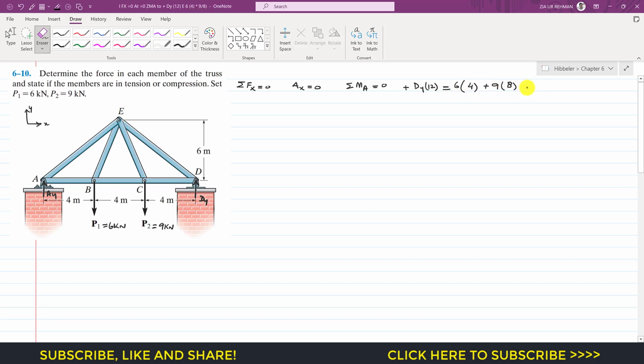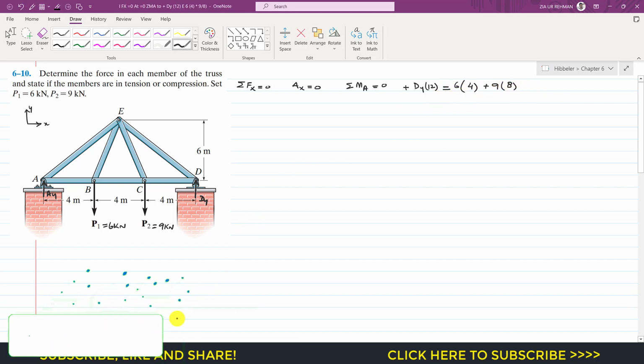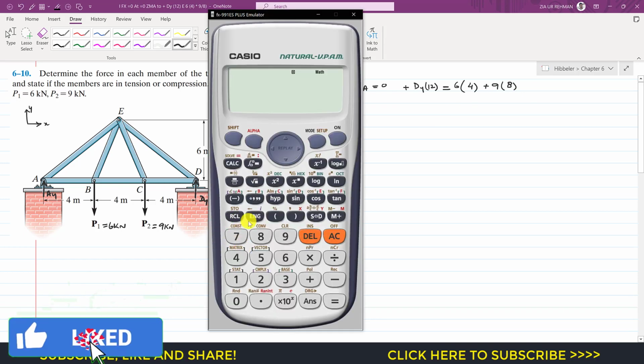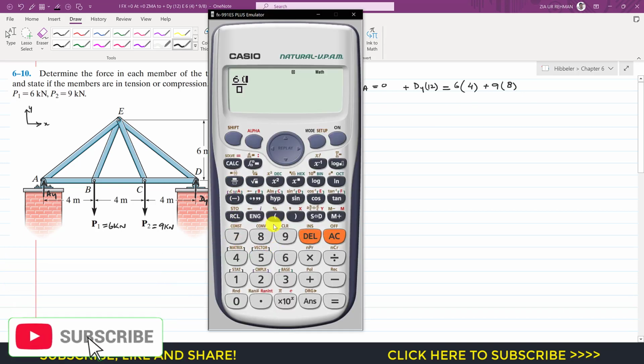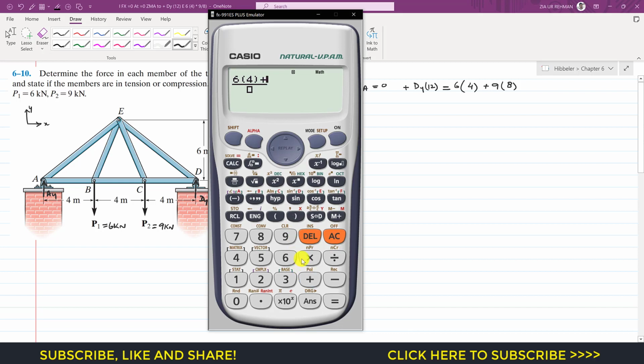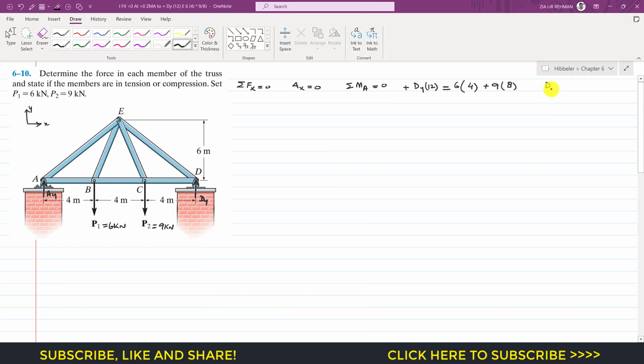And if I bring these two terms to the other side of the equation, they will become positive. So if we divide both sides of the equation by 12, we will get DY magnitude. So this is 6 into 4 plus 9 into 8 divided by 12. So DY comes out to be 8 kilonewton. DY equals 8 kilonewton.